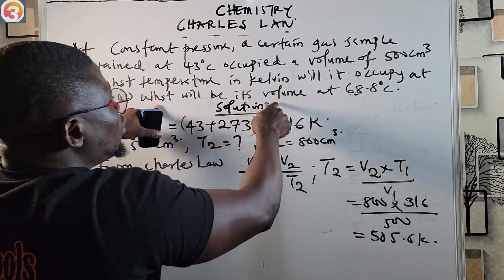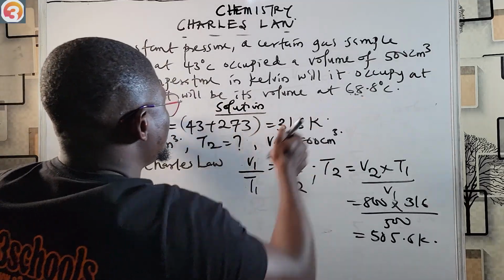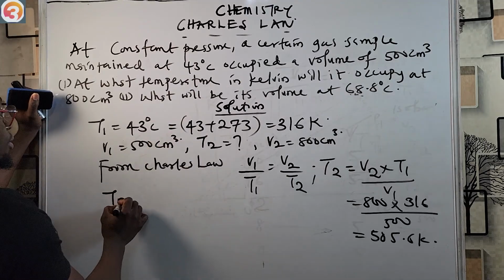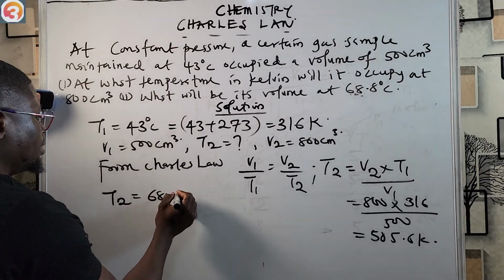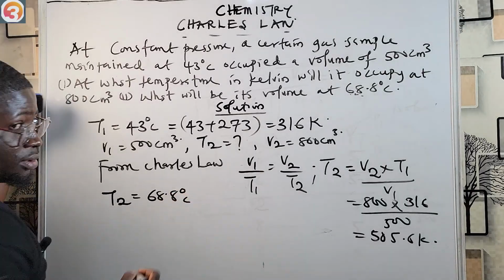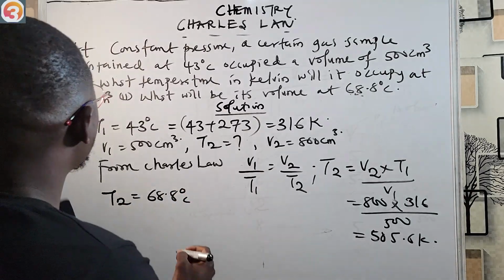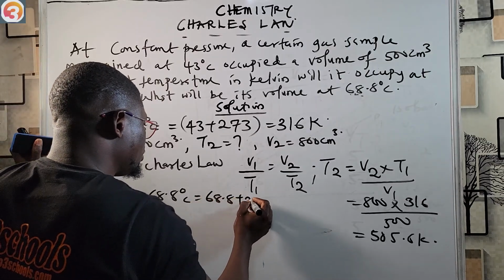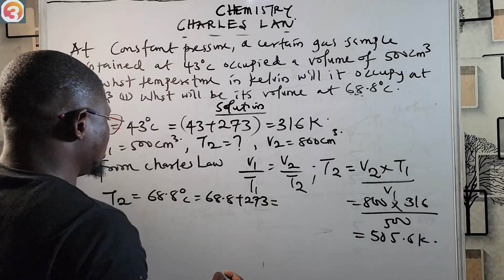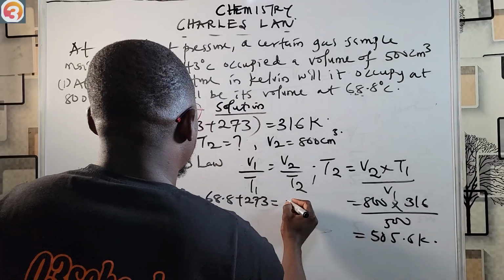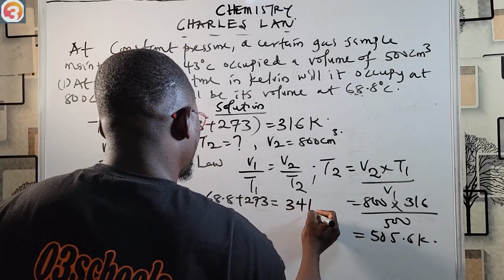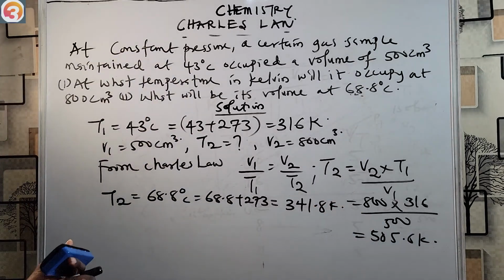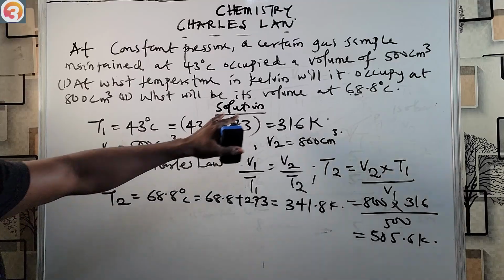So we'll find its volume at this temperature. The first thing you do is take T2 to be equal to 68.8 degrees Celsius. Convert to Kelvin. If you convert to Kelvin, that will be 68.8 plus 273. That will give you 341.8 Kelvin. So having known T2, we should look for V2.